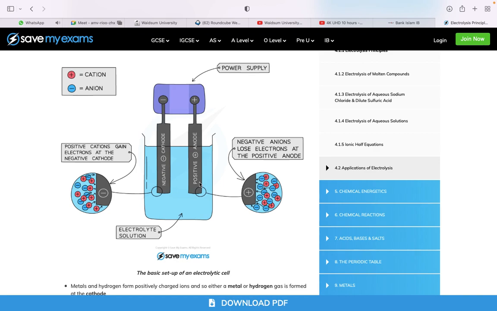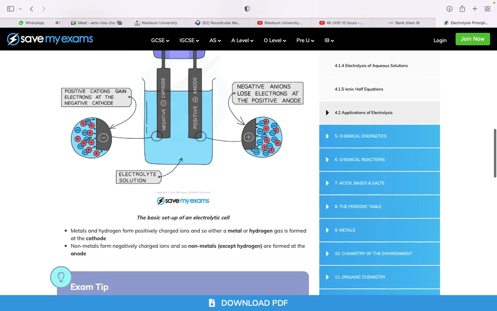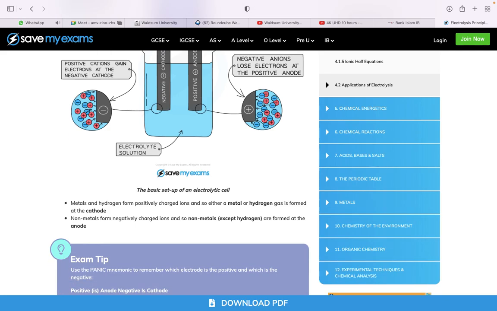Is that okay? So that's what is happening in electrolysis. That's the whole story, the basic, fundamental principle. Metals and hydrogen form positive charge. In electrolysis, if you use metals, they form positive charge, and hydrogen also forms a positive charge. Anytime we have hydrogen, it will form a positive charge.